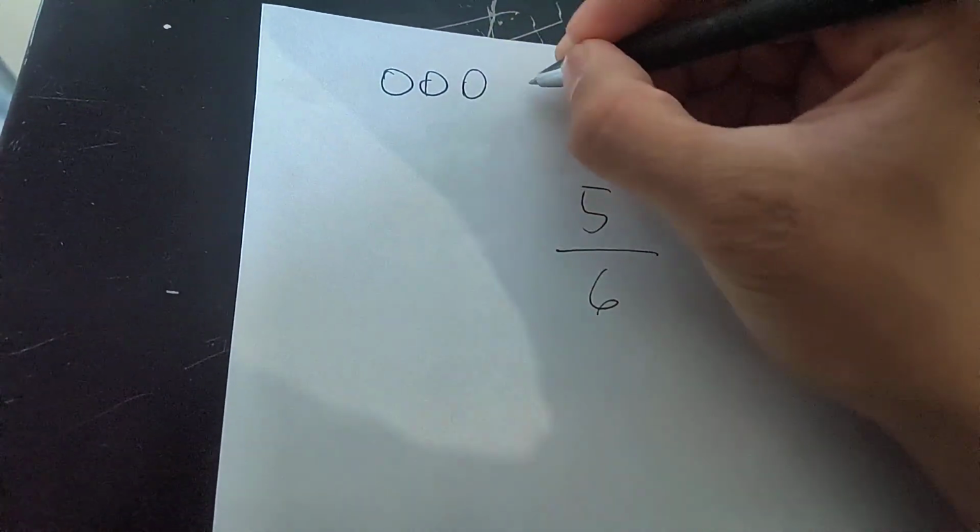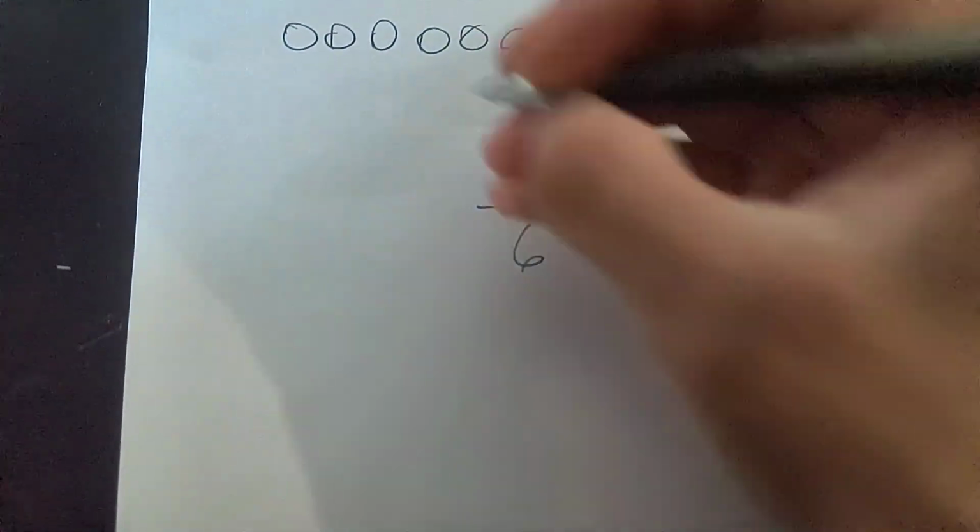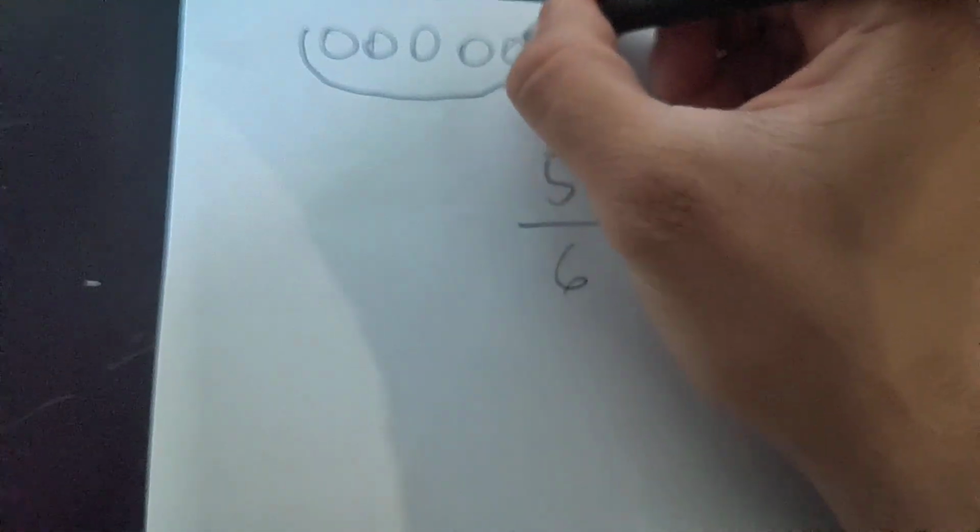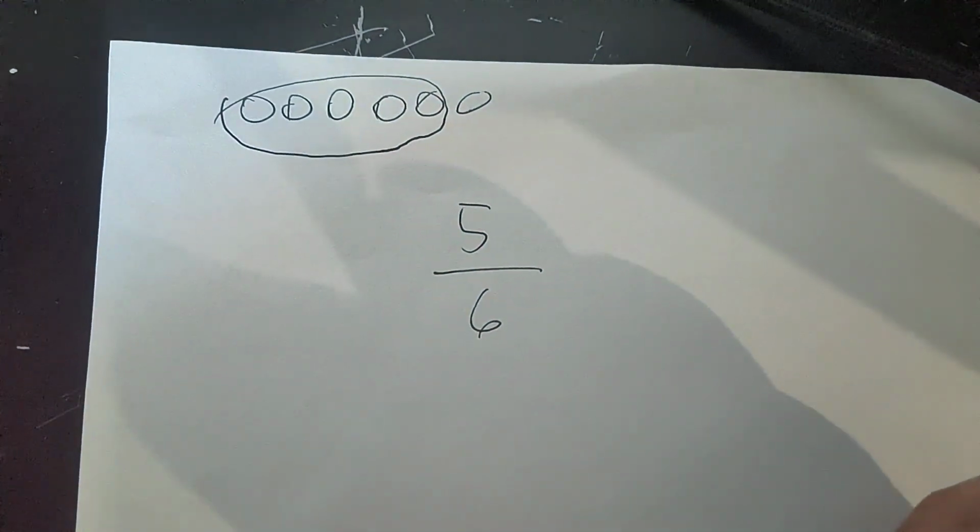Okay, let's say I'm given the fraction 5 out of 6, and I want you to decompose it. How would you do this? Well, 5 out of 6 is like this: 1, 2, 3, 4, 5, 6. It means you have 5 out of 6 in one group.